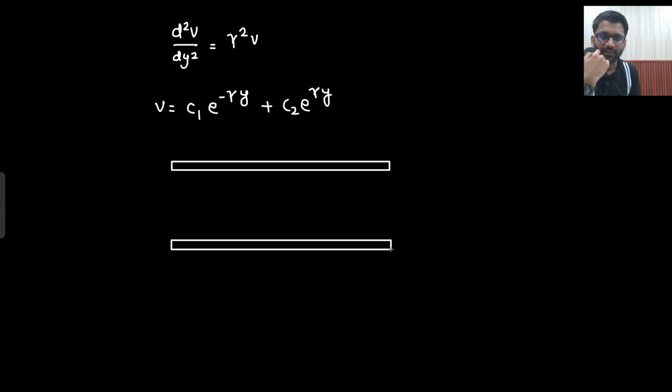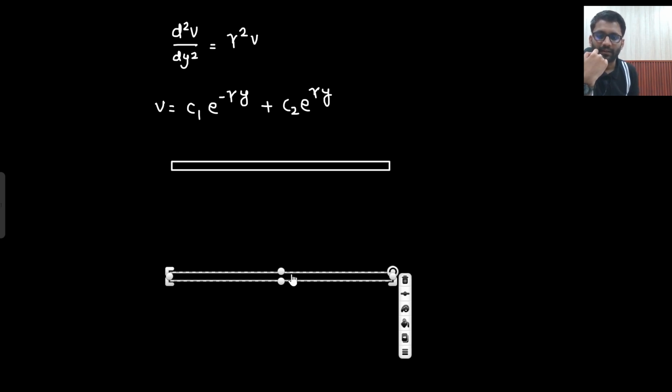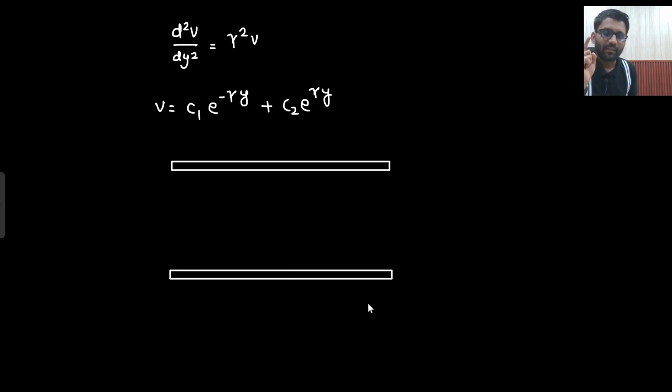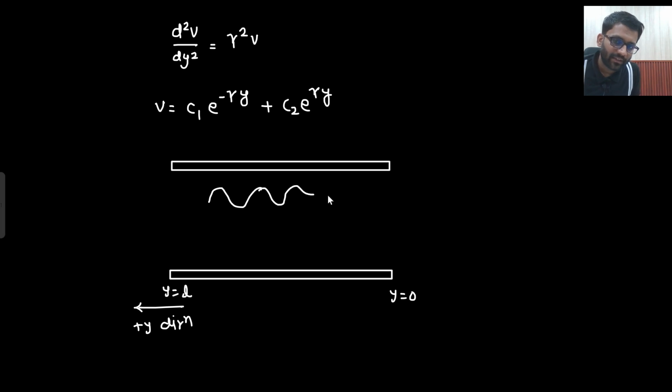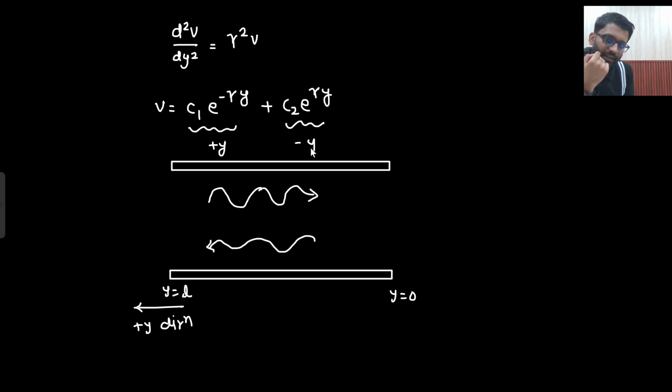So let me make the transmission line again, and then we will see what we are going to do. So this was my transmission line. Here we got to know that this is your positive y direction, right? This is your y equals 0, this is your y equals L, and the positive y direction is this. So there are two waves, one traveling in the negative y direction and the other in the positive y direction. This one is traveling in positive y and this is traveling in negative y.